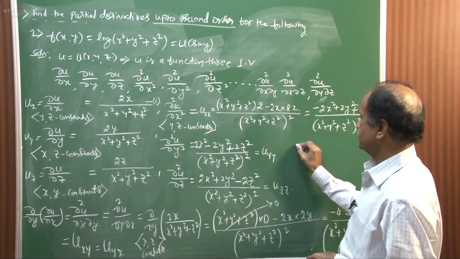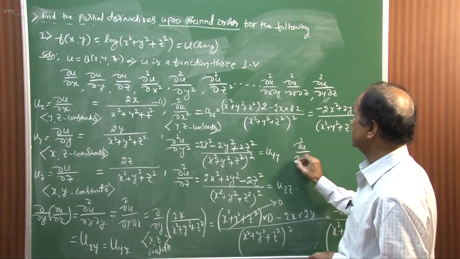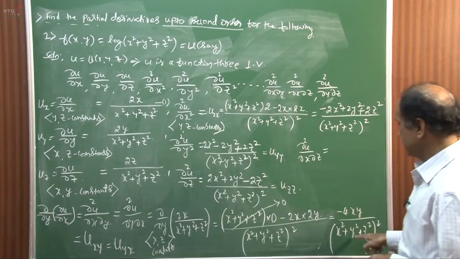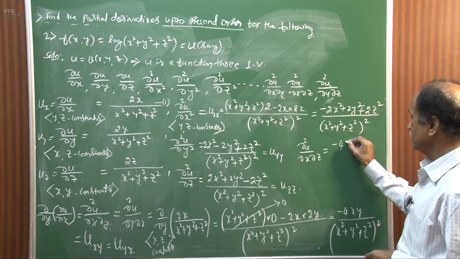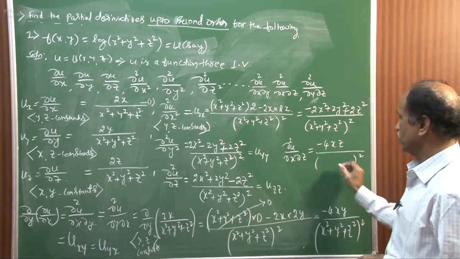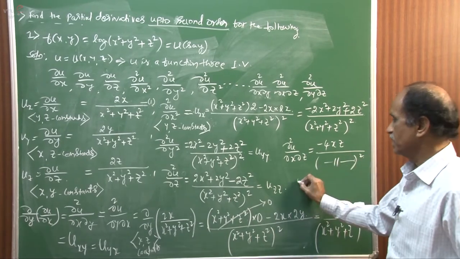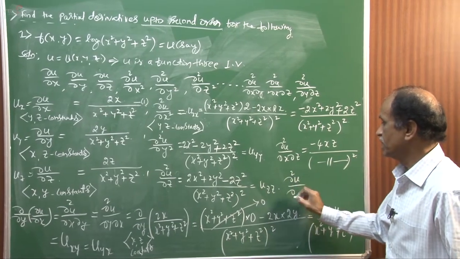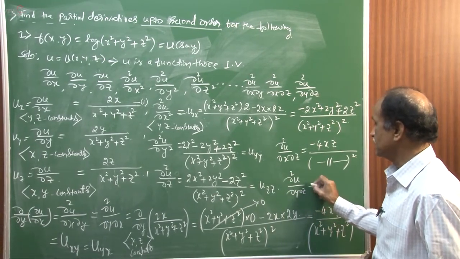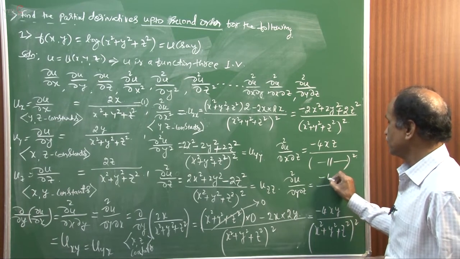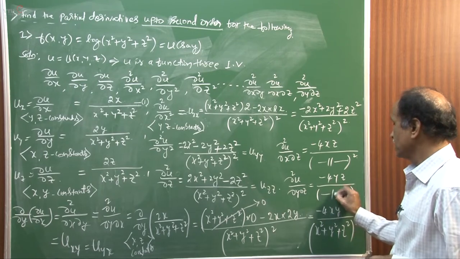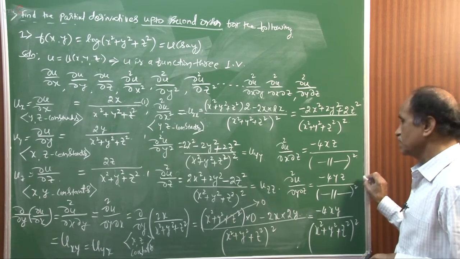Then for this, del square u divided by del x del z, easily you can write looking to this, minus 4 into x into z you are taking, that's all. Denominator whole square, same value. Similarly, del square u divided by del y del z, that is minus 4 into y into z, and the denominator as it is, whatever this quantity, that is whole square.